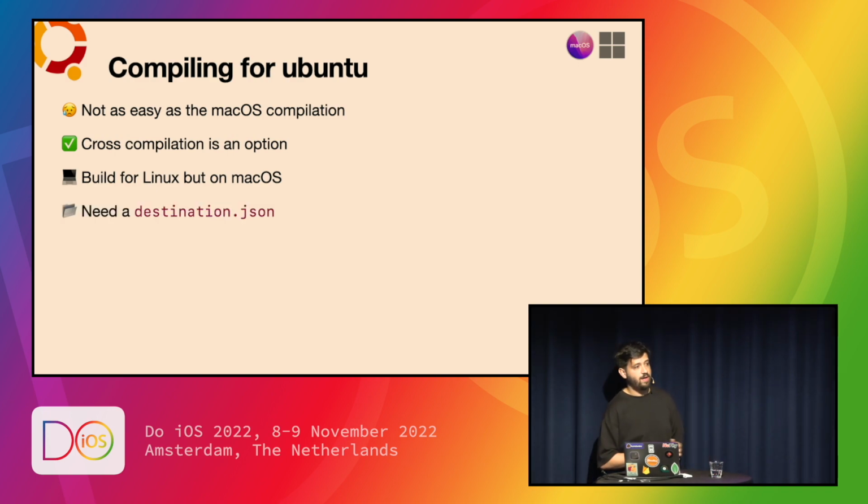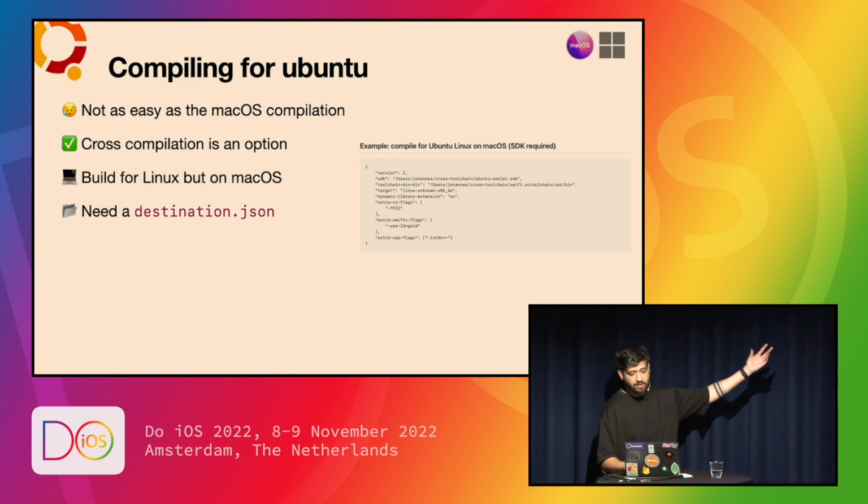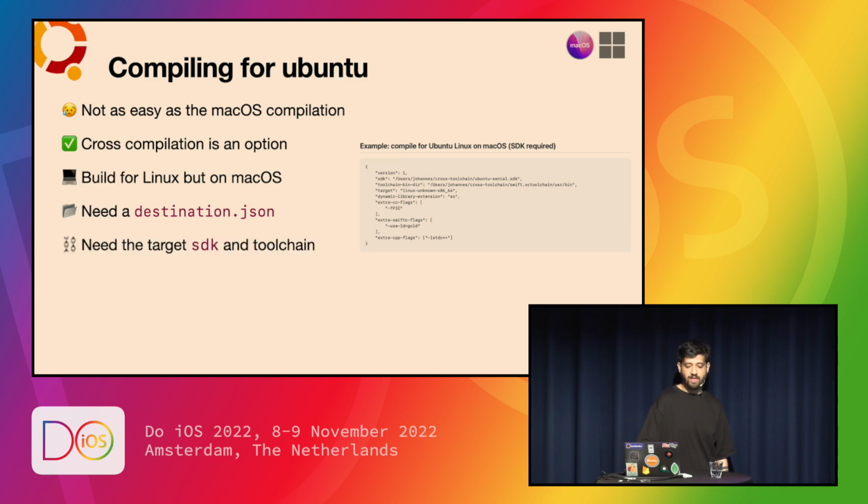And to do this, the Swift team did some awesome work to add support for this by passing in a destination.json. So this is a JSON file that basically has a bunch of things. So it's got an SDK, which will be the Ubuntu SDK, a target, which will be the architecture triple that you're targeting. So it will be Linux x86_64 or ARM64, whatever you're targeting. But the thing with this is that you need the target and the SDK and everything to be installed in your system for you to point to a specific directory, right?